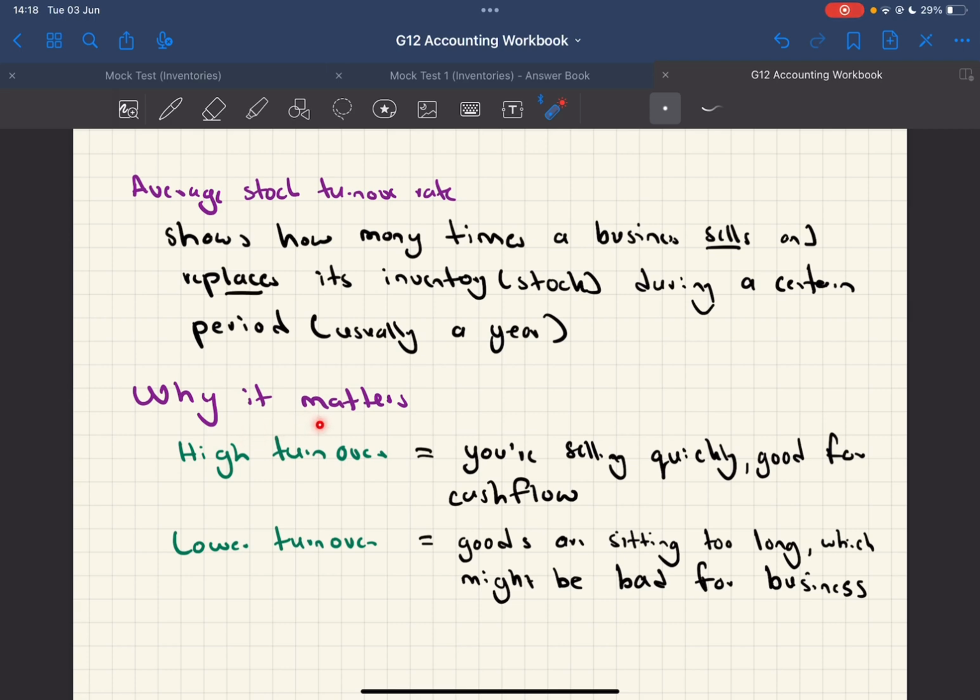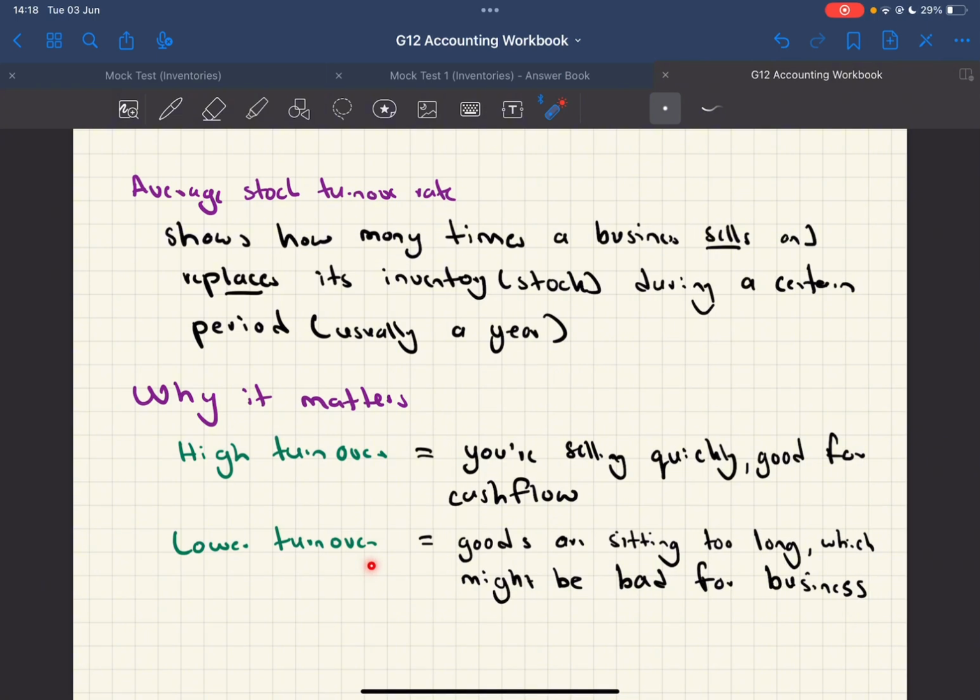Why does it matter? It matters because a high turnover rate means that you are selling your stock quickly, which is good for cash flow. Because if you're selling your stock quickly and you're replacing it, you're buying more, you're selling, it means that you're making more money, and your cash flow is basically good because you can convert your stock quickly.